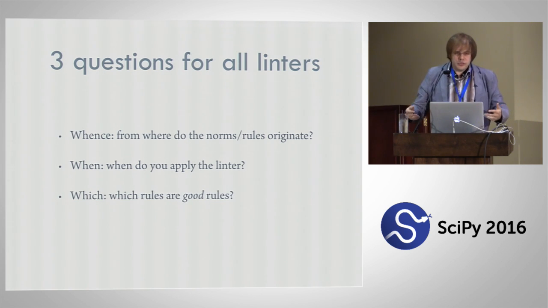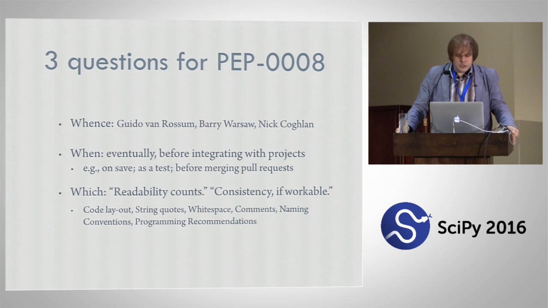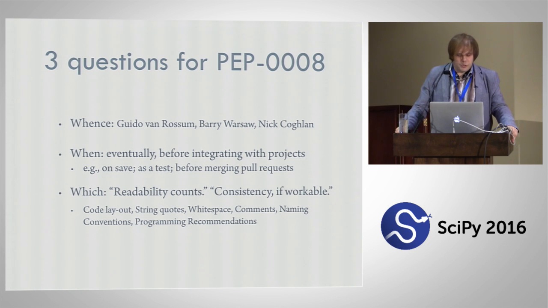And then which rules, like how do you determine which rules are the good rules, the rules that you want to include? Even if the authority had said it, perhaps in your use of it, you want to use something slightly differently. So for PEP 8, again, the standard Python style guideline, whence gives us Guido van Rossum, Barry Warsaw, and Nick Coghlan. These are people who were important for the development of Python, and they've just said that these things are important to do, and so we do them.